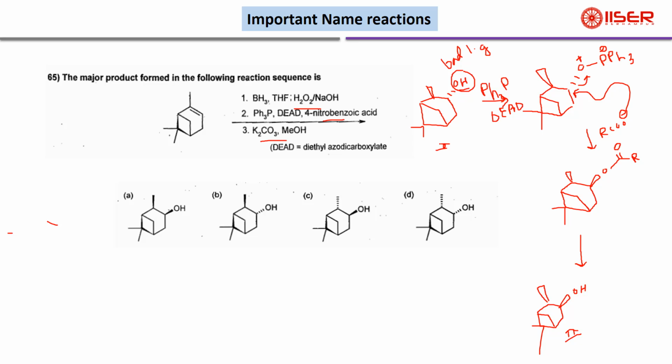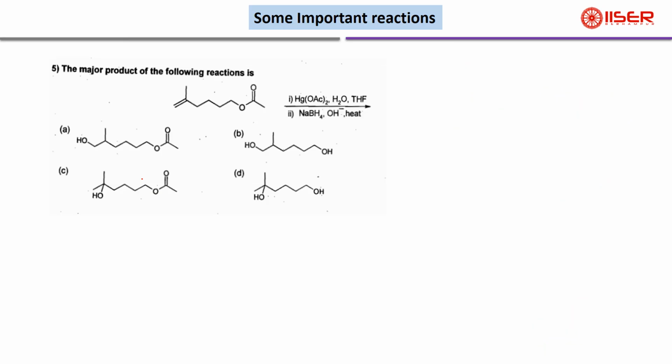Like this way, if suppose you have a substrate which has a different stereochemistry of the leaving group, but in your product you have an opposite stereochemistry, in that case you can perform this Mitsunobu reaction. Okay, so the correct option is option A.